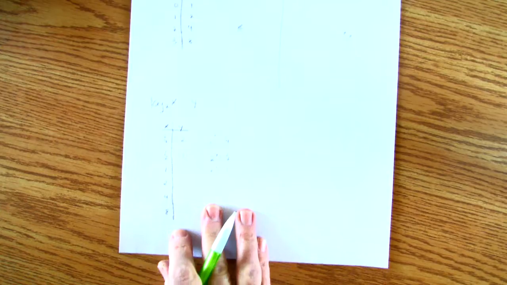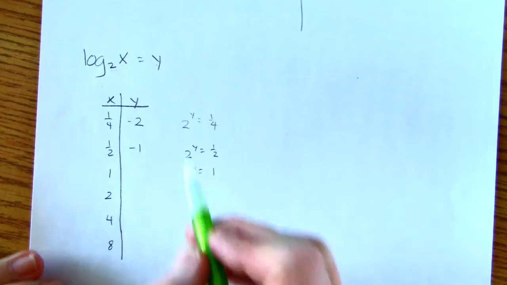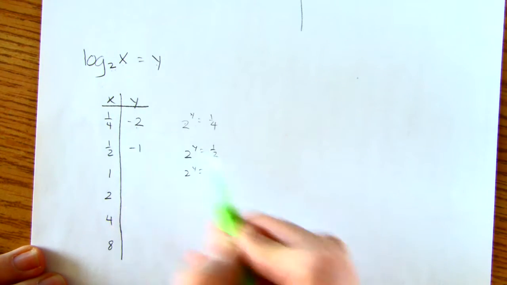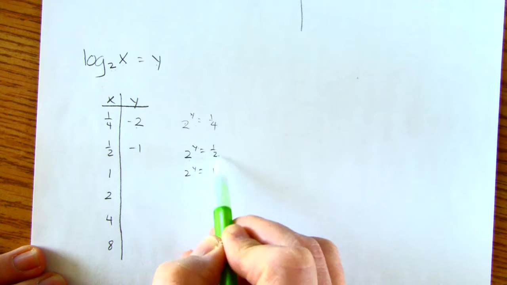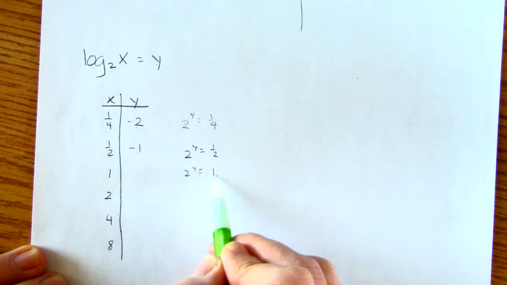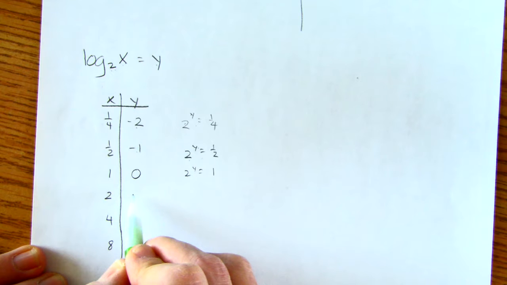Let me zoom back in again. So 2 to the what equals 1/4? That'd be negative 2. 2 to the what equals 1/2? Negative 1. 2 to the what equals 1? 2 to the 1 equals 2, 2 squared equals 4.